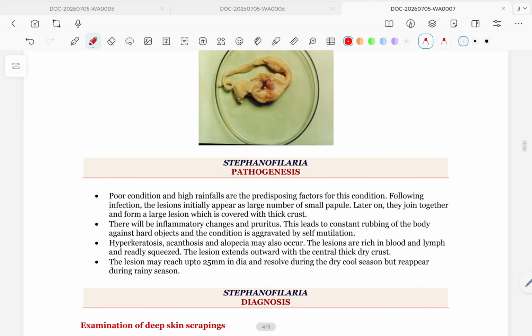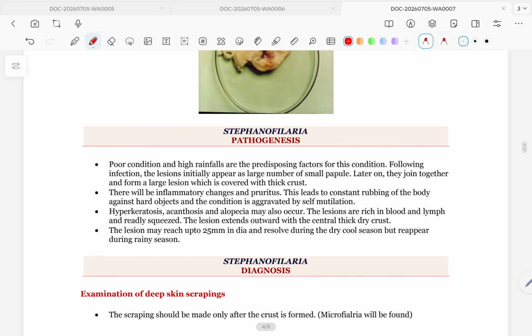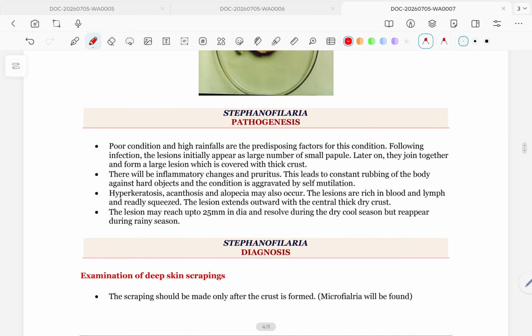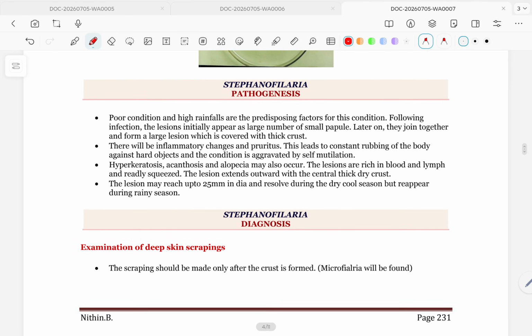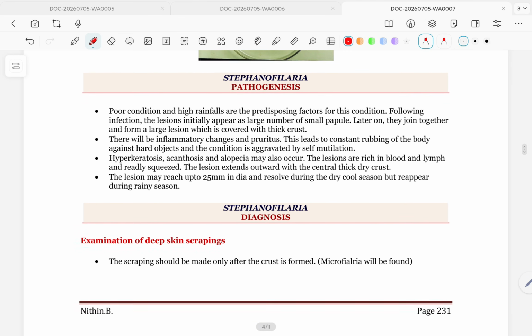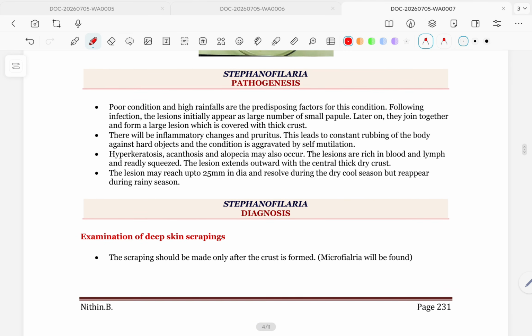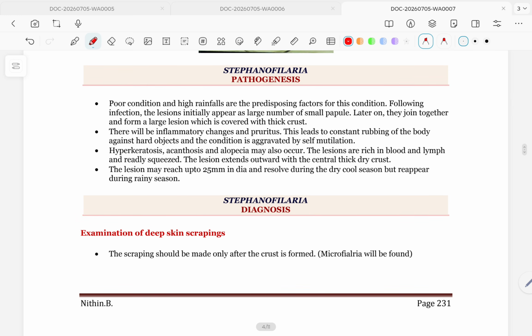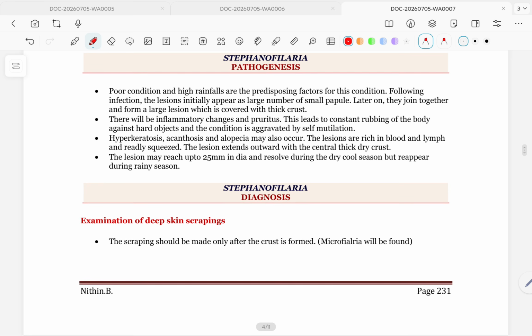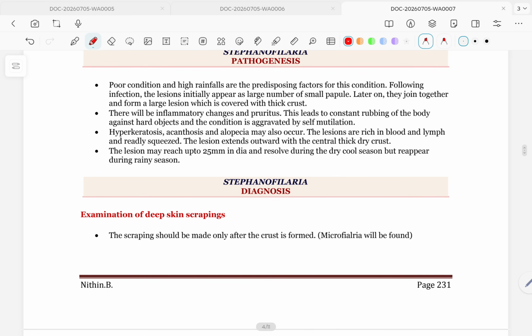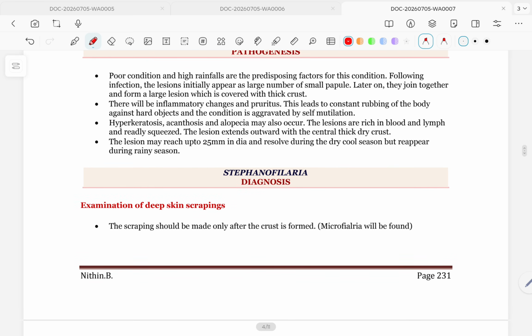Stephanofilaria pathogenesis. Poor condition and high rainfall are the predisposing factors for the condition. Following infection, the lesion initially appears as a large number of small papules. Later on, they join together and form a large lesion which is covered with thick crust. There will be inflammatory changes and pruritus.